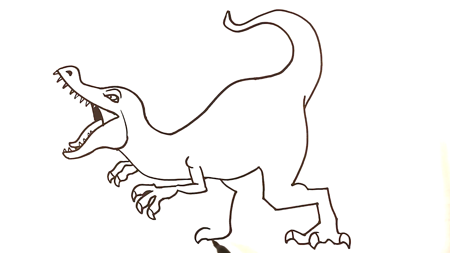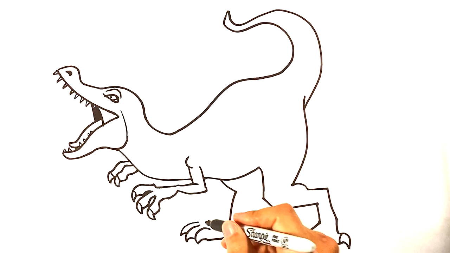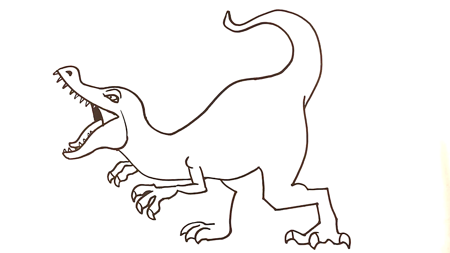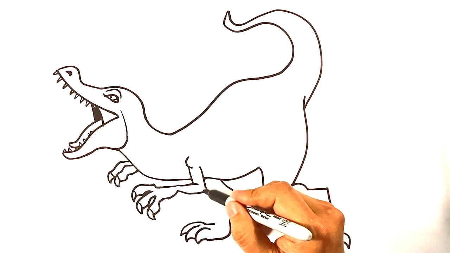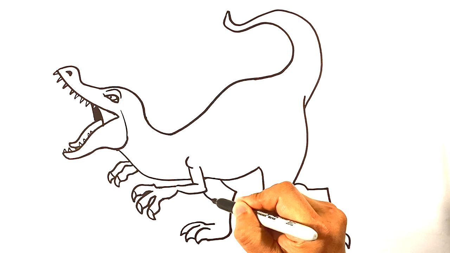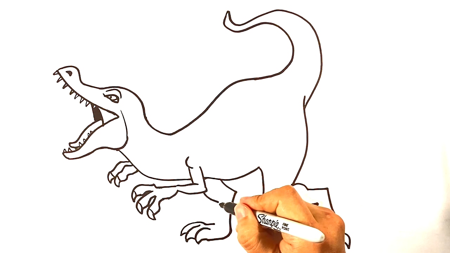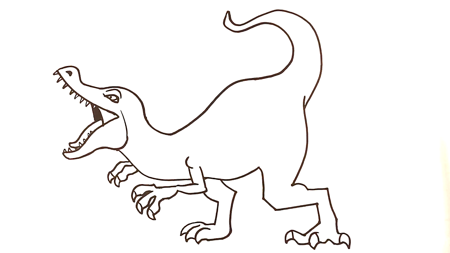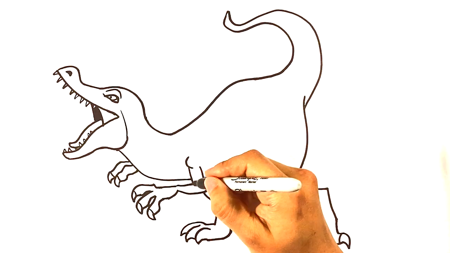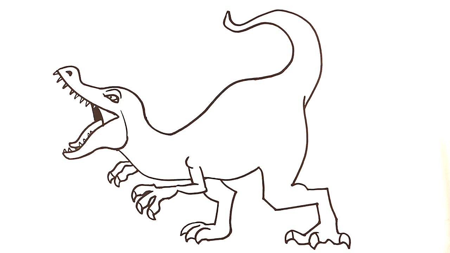Now we're going to go here, draw a nail, nail, nail. Down, over here, curve back, down. All right. Pretty good so far.